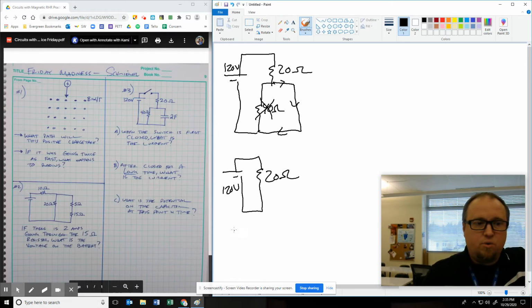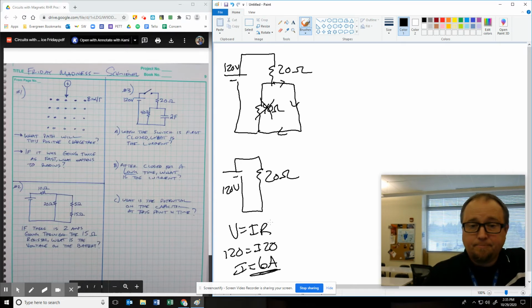120 volts, 20 ohms. So V equals IR: 120 equals I times 20. So the current will be 6 at the beginning. Okay, that's part A.